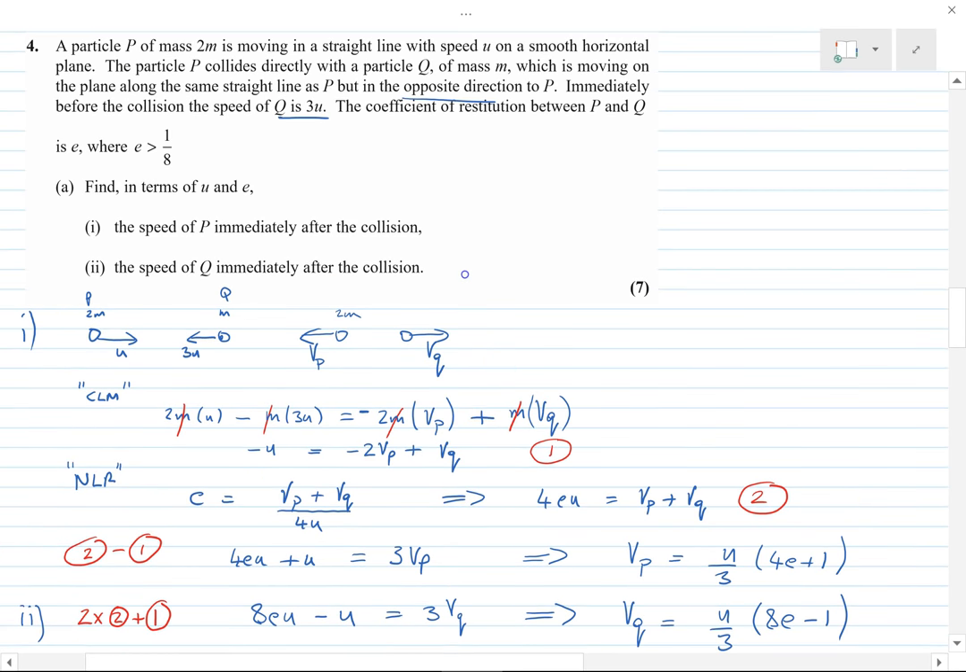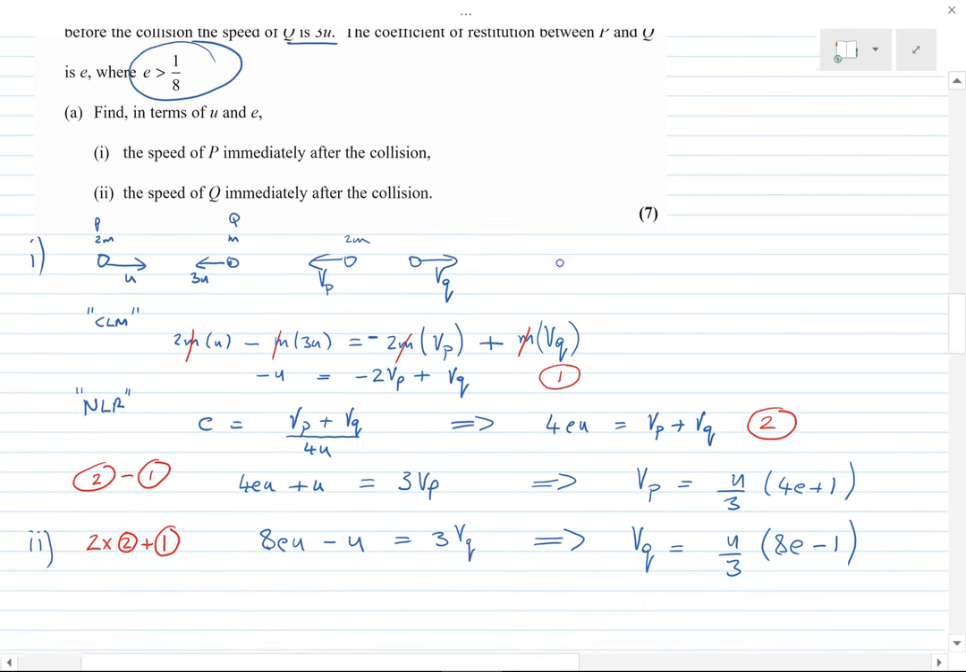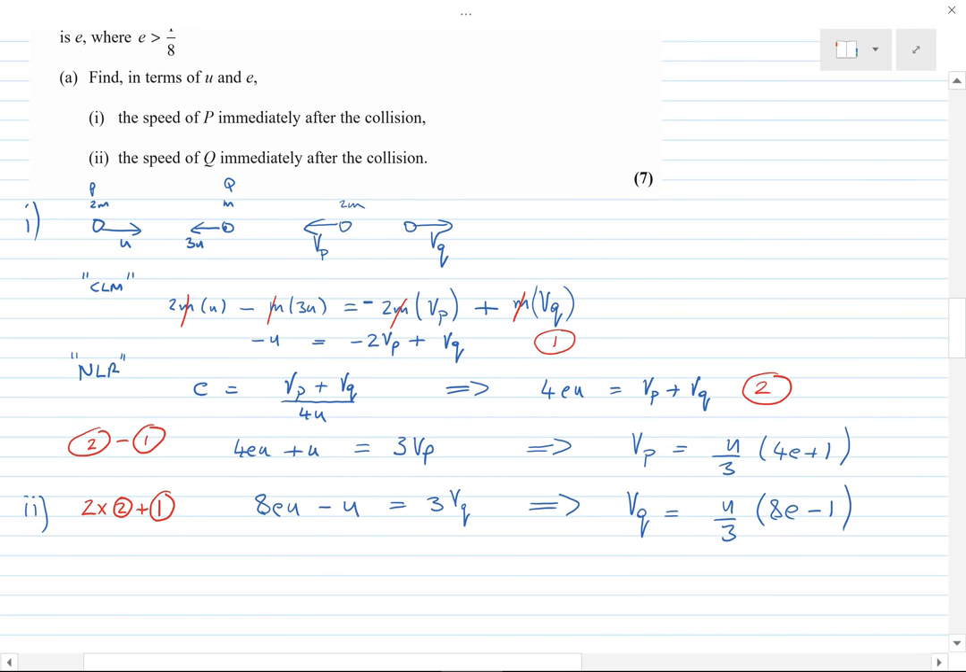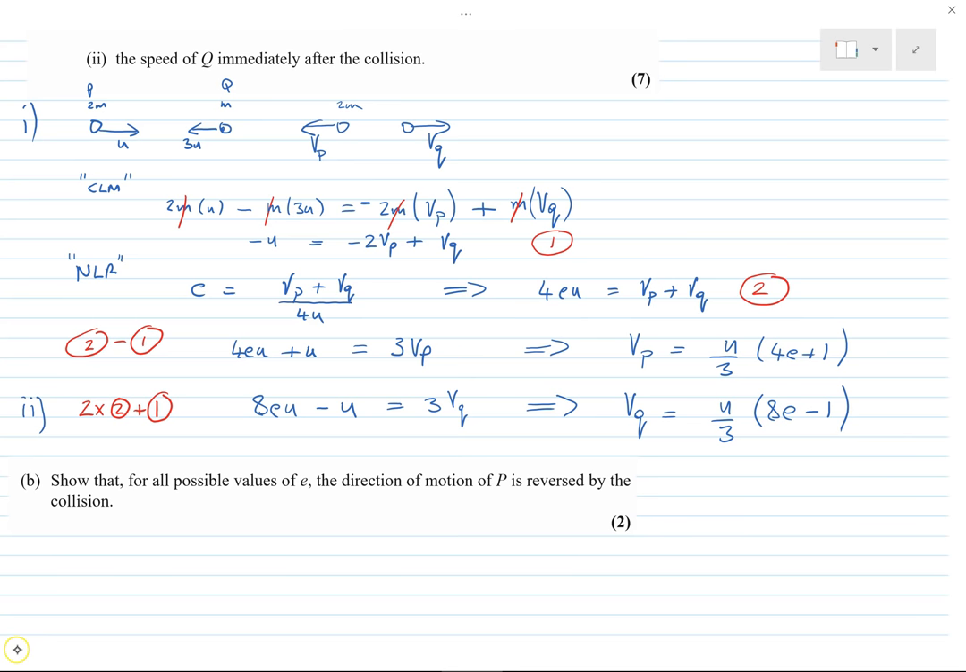You begin to see why they say e is greater than 1/8, because in fact if e is greater than 1/8, Q won't reverse either. But going on to part b, it talks about, for all possible values of e, that VP is reversed.